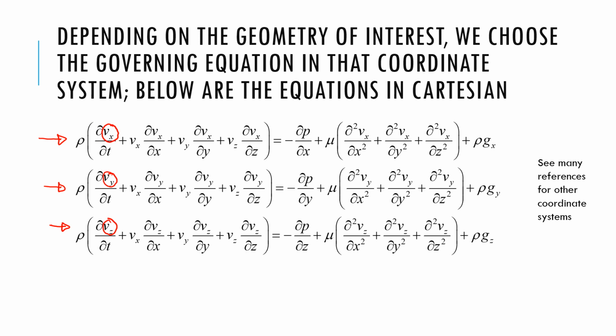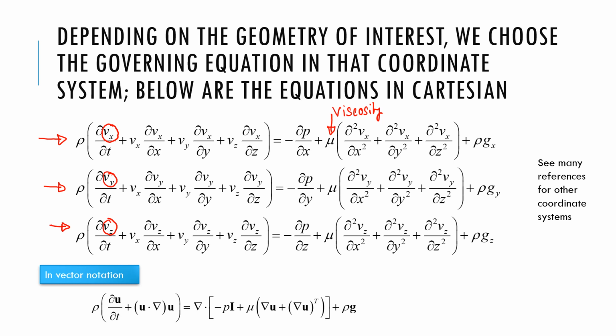So these are again the equations in Cartesian coordinates, and they are the Navier-Stokes equations because we already enforced the Newtonian fluid, and that's where this viscosity is coming from. Now, if you would like to see how these equations look in other coordinate systems, there are lots and lots of references that you can look up.